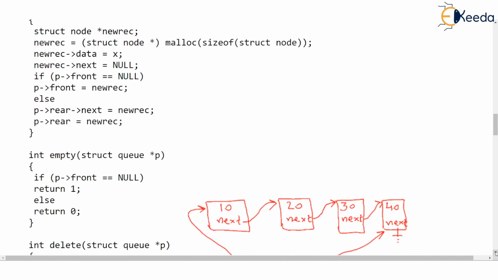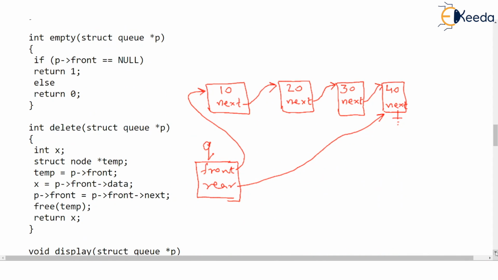In this queue, you can see that I have drawn four nodes: 10, 20, 30, 40, with 10 being the frontmost. The front pointer is pointing to that node, and 40 is the rearmost or last node, so the rear pointer is pointing to the last node. Now we are interested in deleting a node from this queue. Obviously, you know that a queue is first in, first out. So if you want to delete a node, the only node that should be deleted is 10.